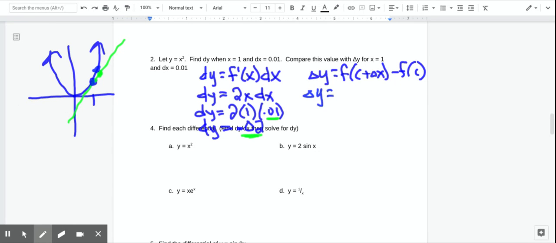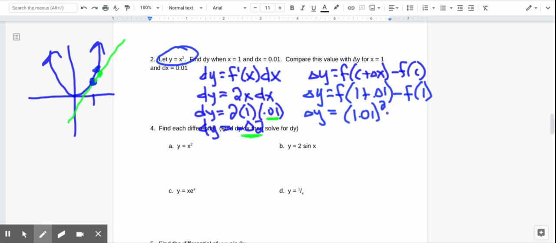So delta y is going to be f of c plus delta x, where c is just our x value, 1, and delta x is the same thing as dx, so 0.01, minus f of c, which is at the point 1. So now we want to plug that in. So f of 1.01, we're just plugging that into the function. So it's 1.01 squared minus, we're plugging 1 into the function, 1 squared. And when we do that, we're going to grab our calculator. We get 0.0201. Okay, so that is the change in y between these two points on the actual function.